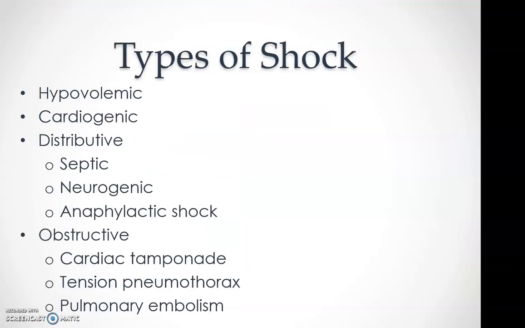So let's look at the types of shock. Hypovolemic, we are at a loss for volume, whether it's just fluid or it's actually blood that we're at loss for. Cardiogenic, we have something wrong with our pump or our heart. Distributive, meaning we have something wrong with our vascular system, and we're going to see that with septic, neurogenic, and anaphylactic shock. And then we have obstructive shock, where something is obstructing blood flow, whether it be cardiac tamponade, tension pneumothorax, or pulmonary embolism.